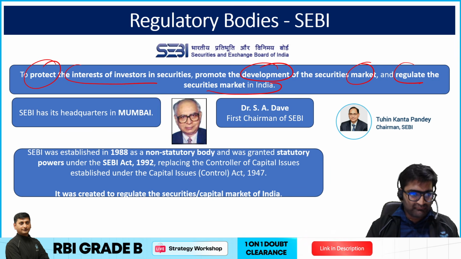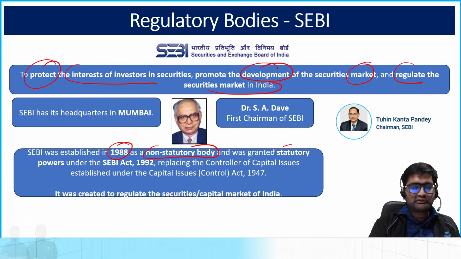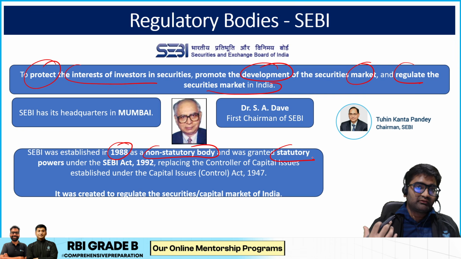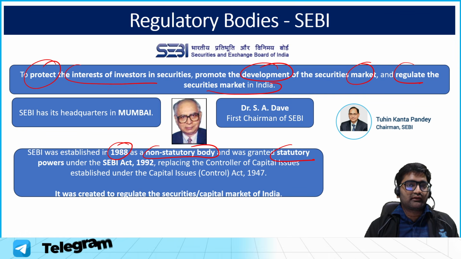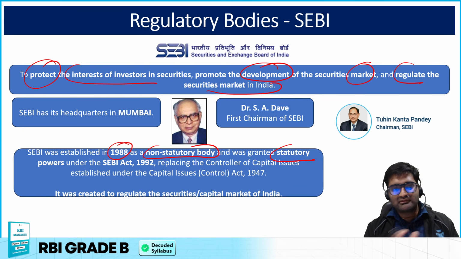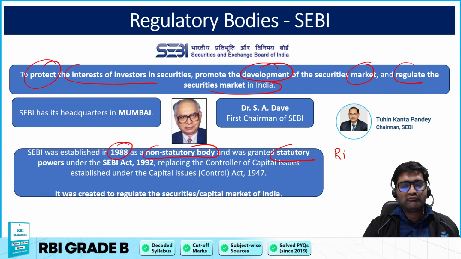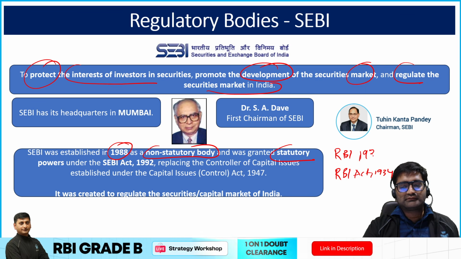Dr. S.A. Dave. SEBI was established in 1988 as a non-statutory body, and at that time it was not established as per a specific act. An act is also called a statute. If any organization is established as per a specific act, like RBI was established as per the RBI Act of 1934, and in 1935 we had RBI established, isn't it?